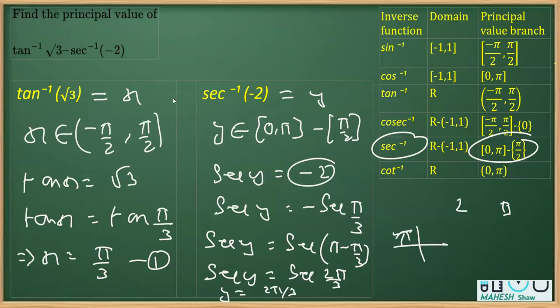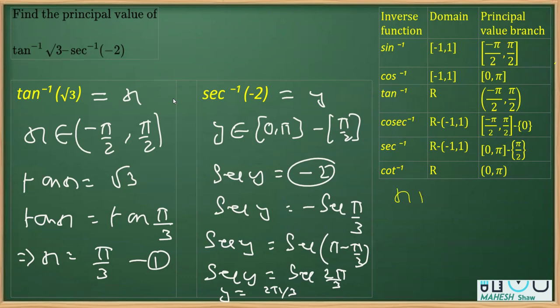Now what we'll do next, we will be adding these two angles, that is x plus y, right? So this is x, which is pi by 3, and y, which is 2 pi by 3. There is a minus sign, so it's not plus. So if I subtract pi by 3 minus 2 pi by 3, we get minus pi by 3. So therefore, we should declare minus pi by 3 as the answer for this.